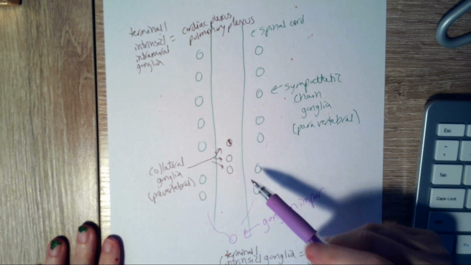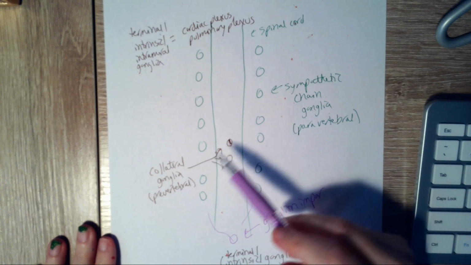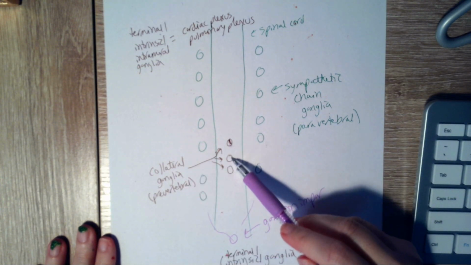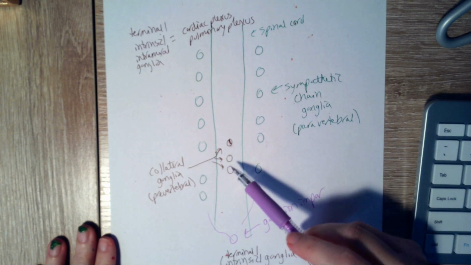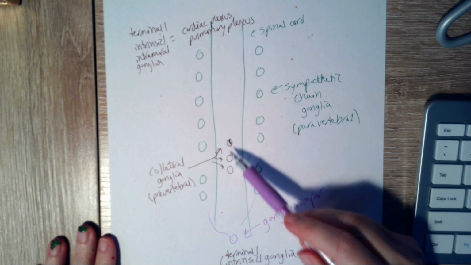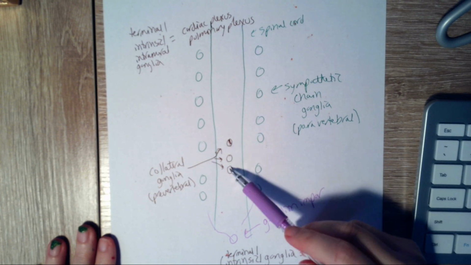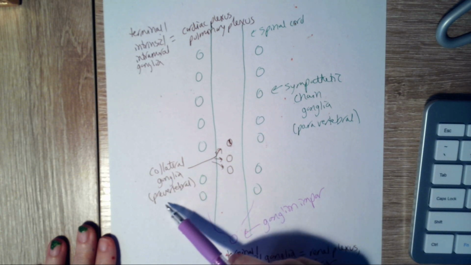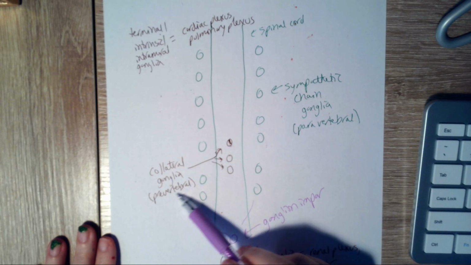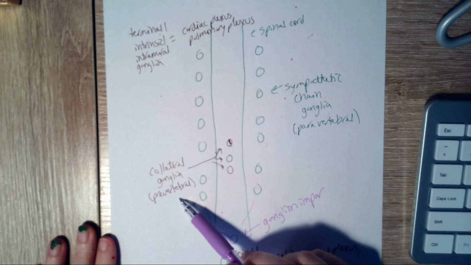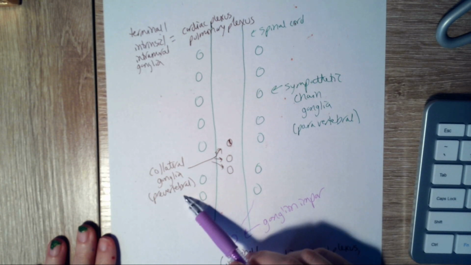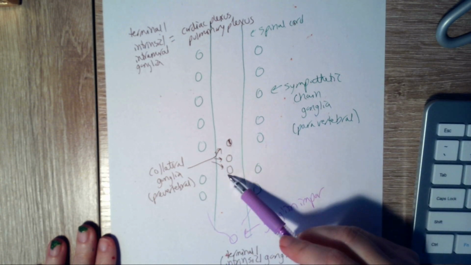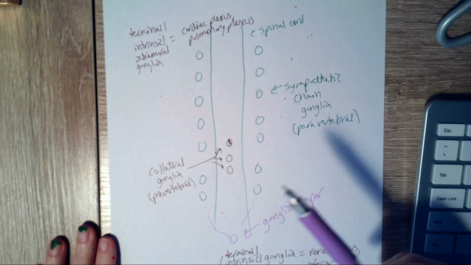Now also part of the sympathetic nervous system, you'll have three ganglia that are sitting in front of the vertebrae, or in front of the spinal cord, and they are called collateral ganglia, and because they're in front of the spinal cord, they're called prevertebral, in front of the vertebrae. So there's three of them, and we'll get to know all three of those in a minute.